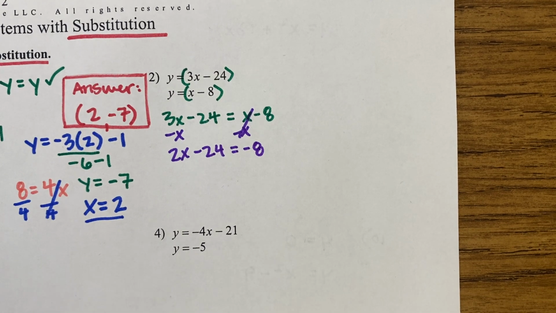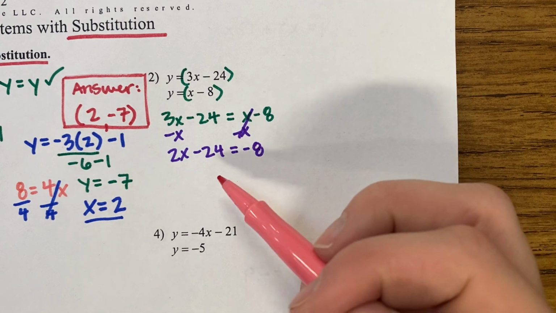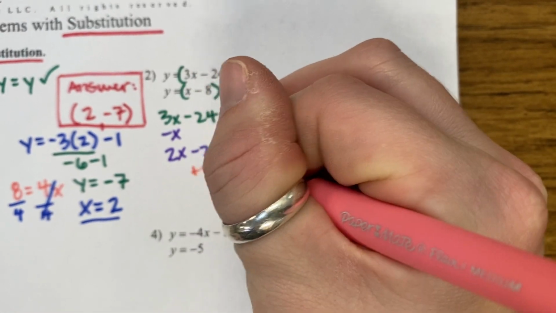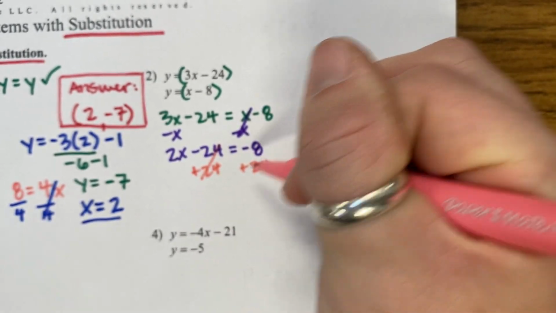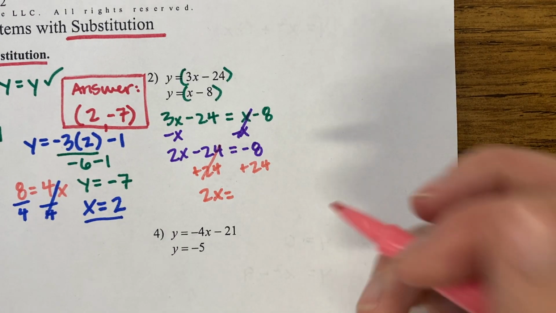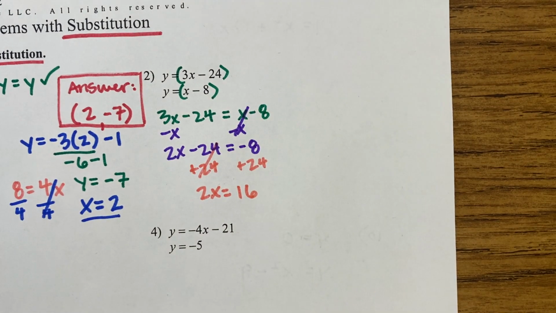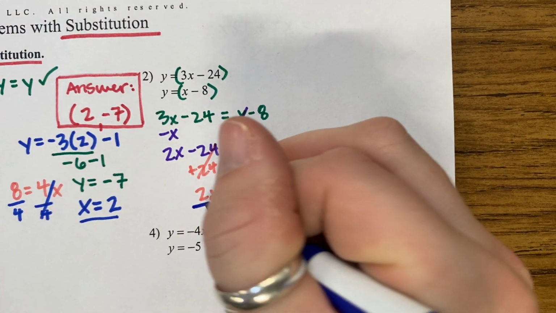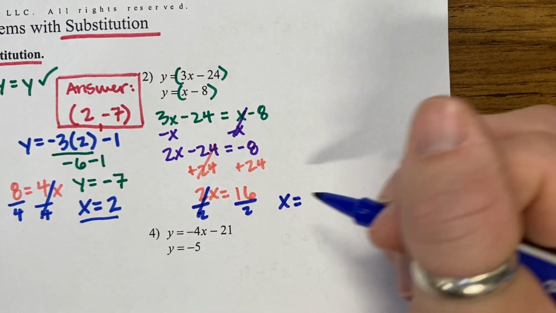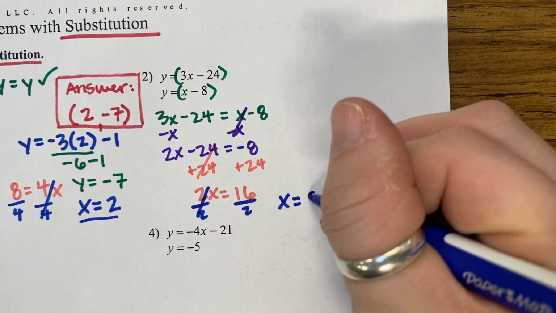That's going to give me 2x over here, minus 24 equals negative 8. Beautiful. Now I'm going to get rid of my negative 24. That's the first thing I have to do, so I'm going to add 24 to both sides. I get 2x is equal to, let's see, negative 8 plus 24 is going to give me positive 16. Very last step to get my x, divide by 2, divide by 2. So I know that my x is equal to 16 divided by 2, which is 8.